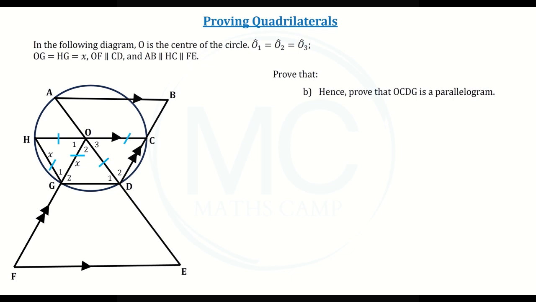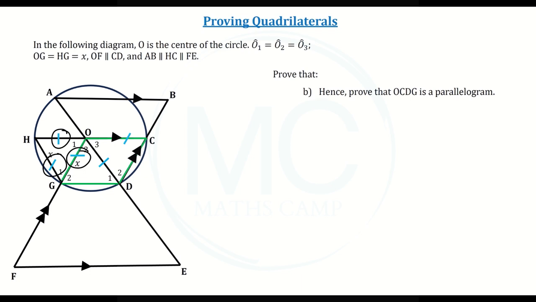Hence prove that OCDG is a parallelogram. Let's start by making OCDG green. In part A, we proved that triangle GOH is congruent to triangle DOC. In the diagram, we can see that in triangle GOH, we have three equal sides. Remember that if two triangles are congruent, then corresponding sides are equal in length.